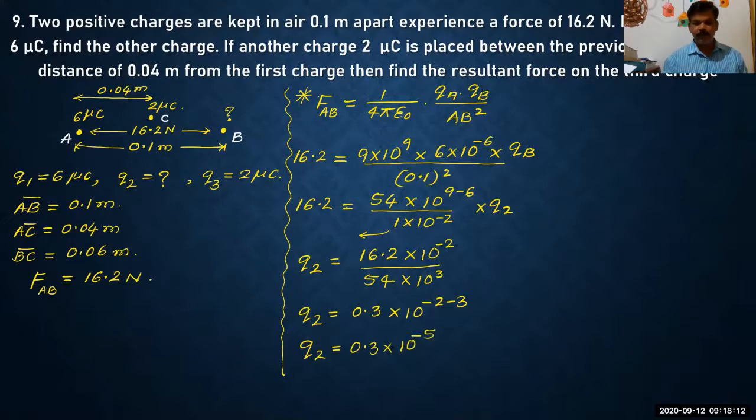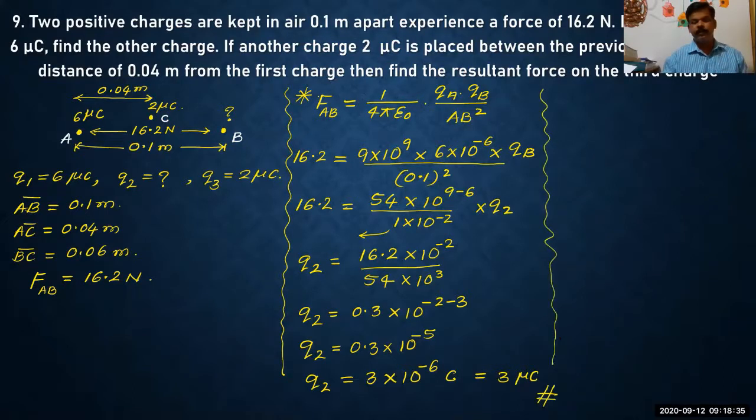Or if you don't want this negative decimal point there, then Q2 is equal to 3 into 10 raised to minus 6 coulomb, or 3 microcoulomb. Okay, so that is the value of Q2. First part of this problem is solved. Any doubt or any questions here? Anybody has any doubt or any question?